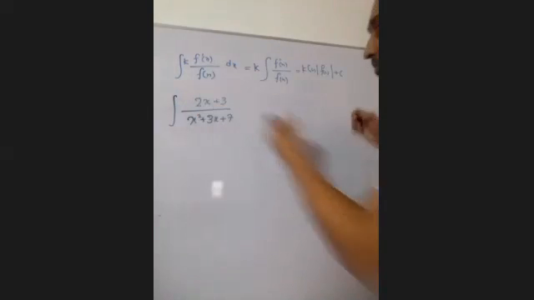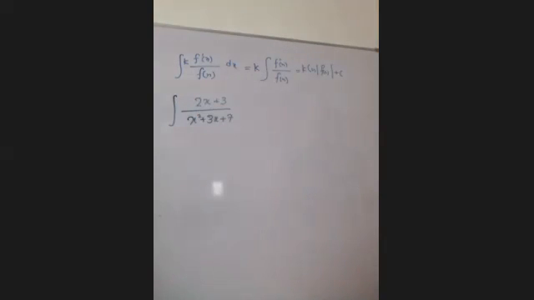Right. Now we can go ahead with this. Now see whether the differentiation of the denominator is available. What is the differentiation of x squared plus 3x plus 7? 2x plus 3. It's exactly available over here. With that you can say the answer is ln of x squared plus 3x plus 7 plus c.